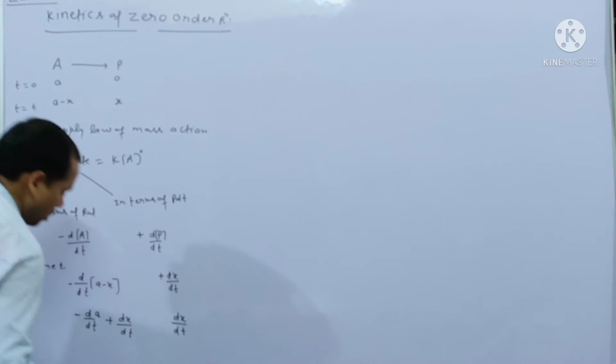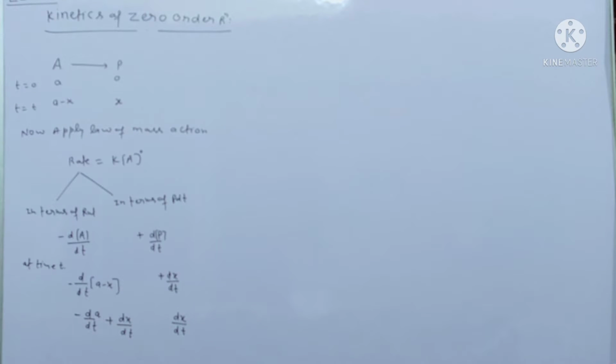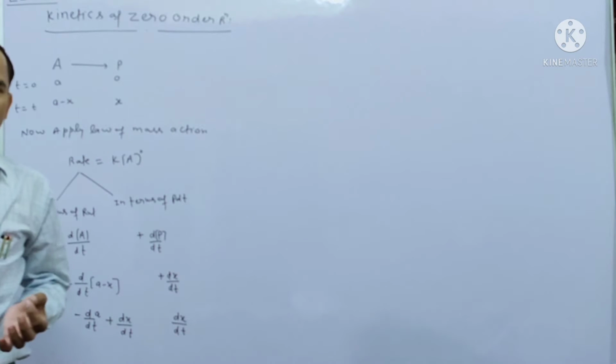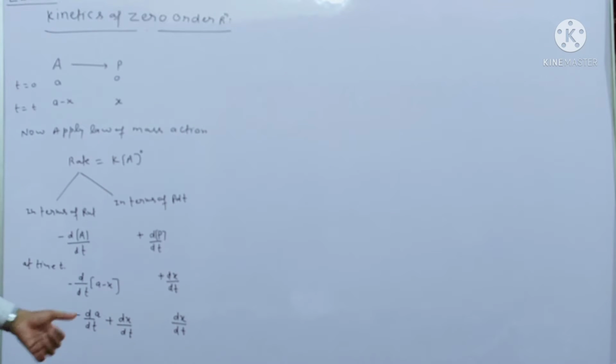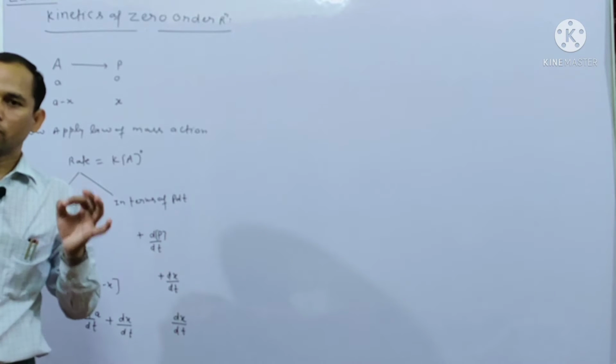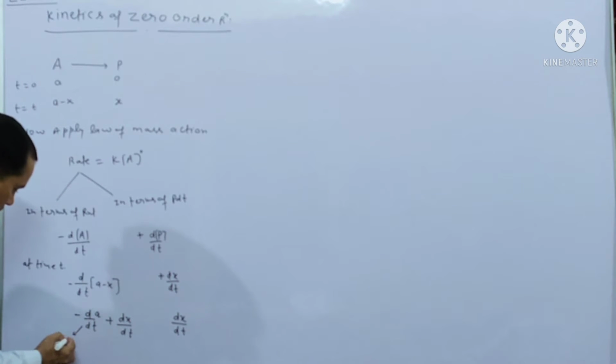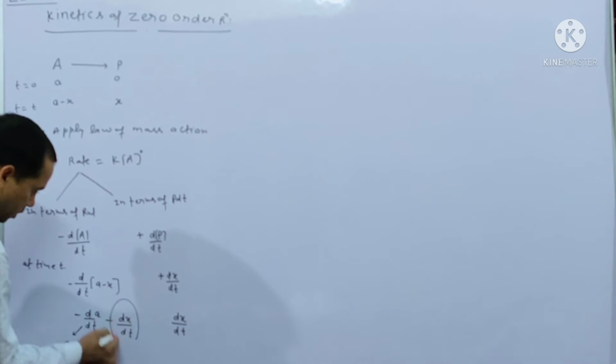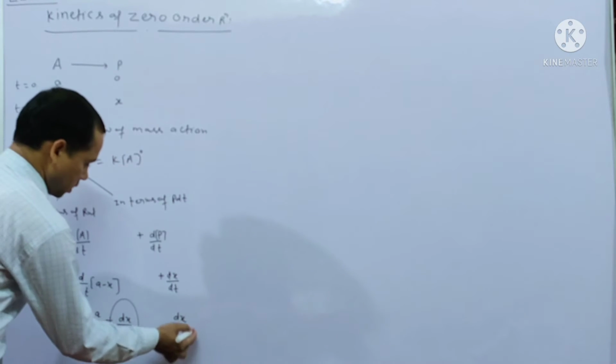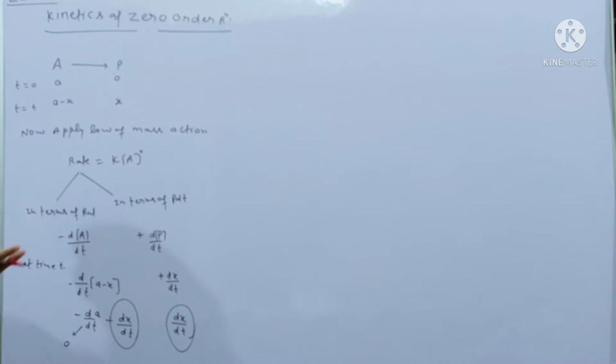One more thing, you know the concept of differentiation of any constant value, right? The differentiation of any constant value is always 0. So this term becomes 0, and only this term is left, dx over dt. This is also dx over dt. So now the rate of reaction is dx over dt.